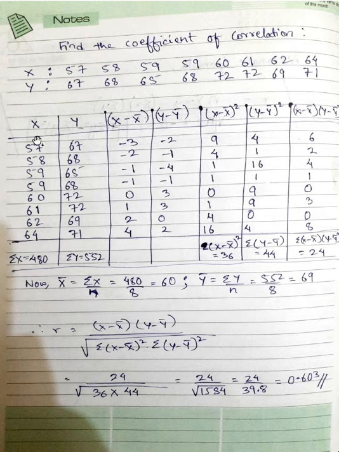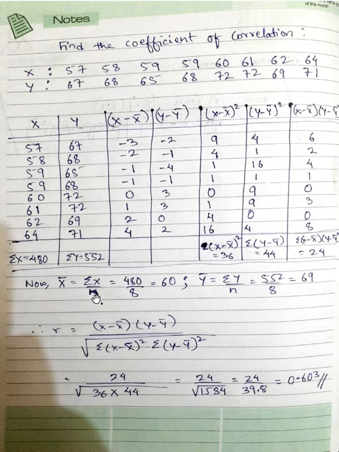So what we do, we first add up all the x to find summation x and thereby x bar. So we add 57, 58, 59, 59, 60, 61, 62, 64 together and we get summation x is equal to 480. Now from this we find x bar. x bar is equal to summation x by n. What is n? The number of observations, which is 1, 2, 3, 4, 5, 6, 7, 8. So we have 8 observations.